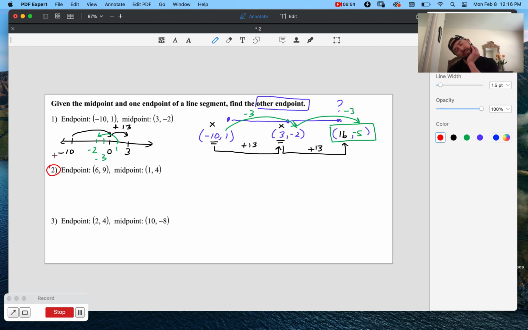Go ahead and press pause. Oh, my neck is all tweaked out. Go ahead and press pause, and then see if you can do number 2, and we'll go over it.